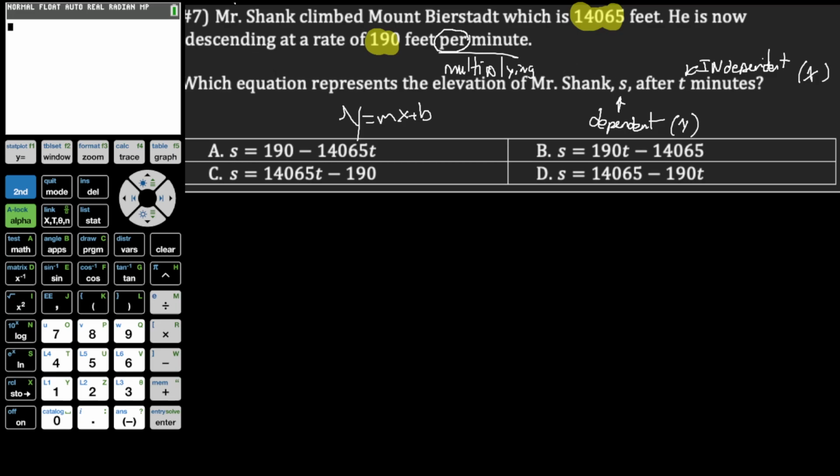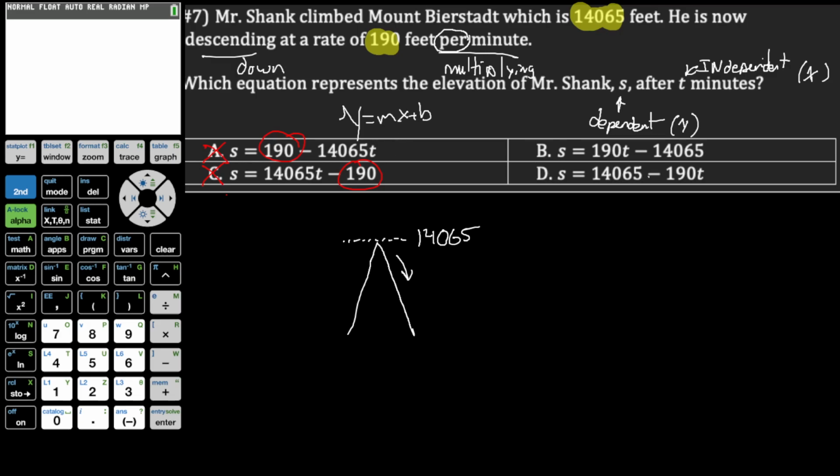So two options I can cancel out right away are going to be A and C, because those two options have 190 by itself, which I cannot have. So my two choices now, it's either going to be B or D. If you're thinking about that wonderful view of that mountain, we went up the mountain, now we're coming down. So let me make a dashed line. This is our 14,065, and now we're coming down. Again, descending means down.